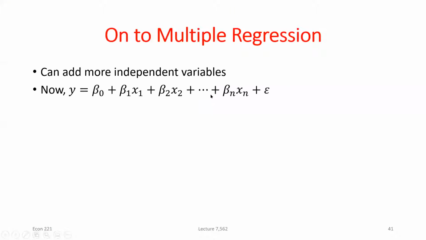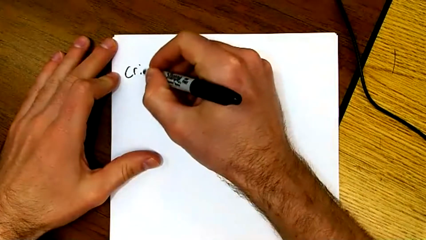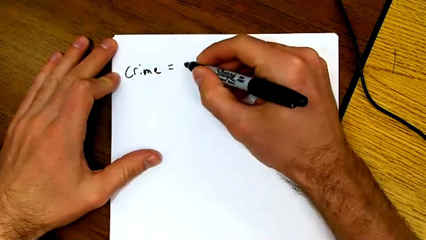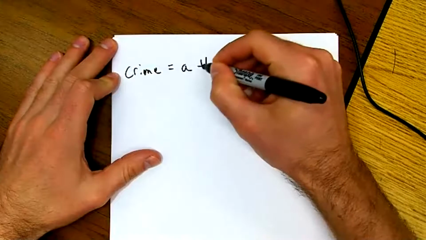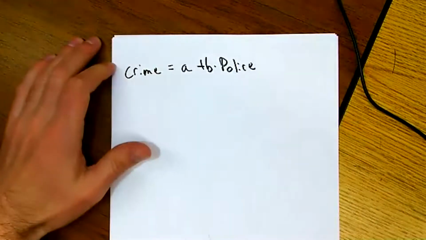So, if you think about what we're really trying to do, I'll set this up with the first thing in the slide. Let's say we're trying to predict crime rates as a function of how much is being spent on the police force.